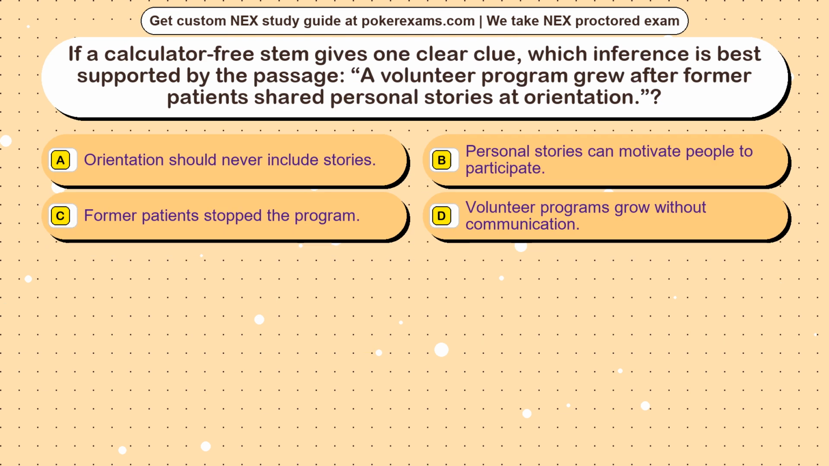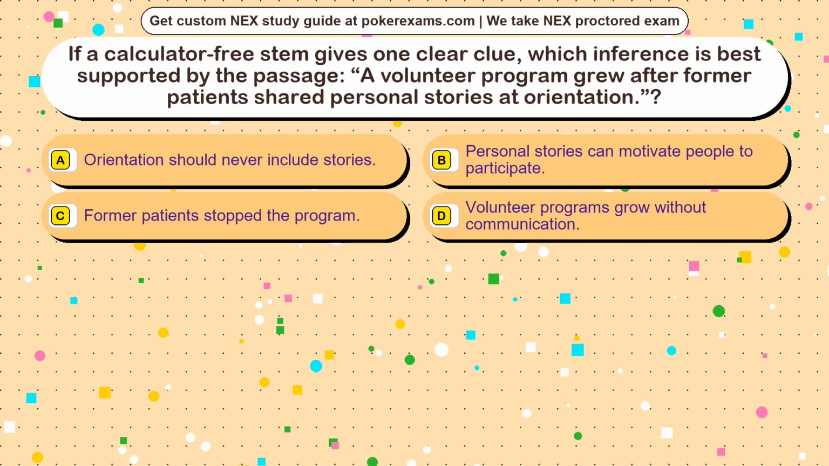Question 4. If a calculator-free STEM gives one clear clue, which inference is best supported by the passage: a volunteer program grew after former patients shared personal stories at orientation? Option A, orientation should never include stories. Option B, personal stories can motivate people to participate. Option C, former patients stopped the program. Option D, volunteer programs grow without communication.